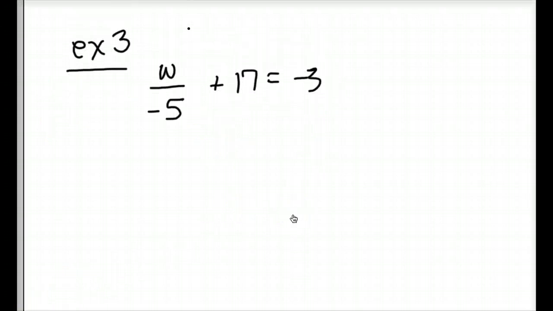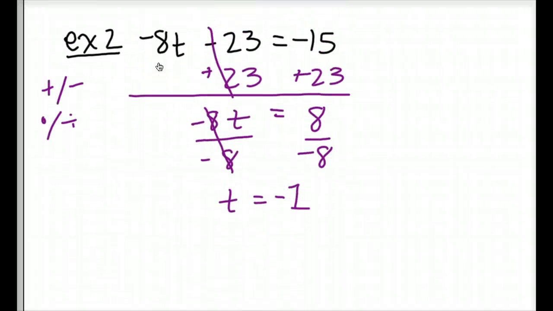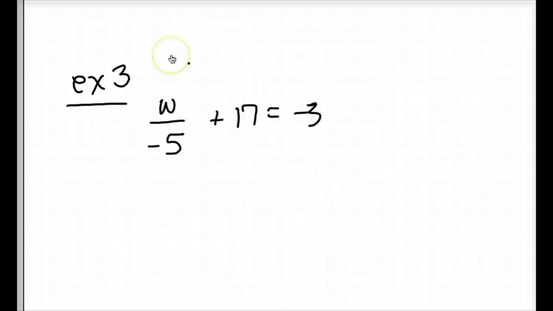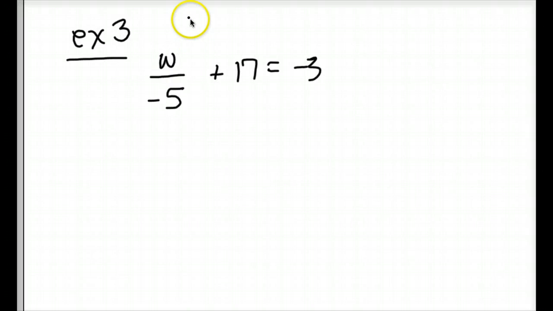All right, our third example is w over negative 5 plus 17 equals negative 3. This one's a little bit different because we have division now, whereas in the previous example we had multiplication. So again, we're still just trying to get this w all alone.